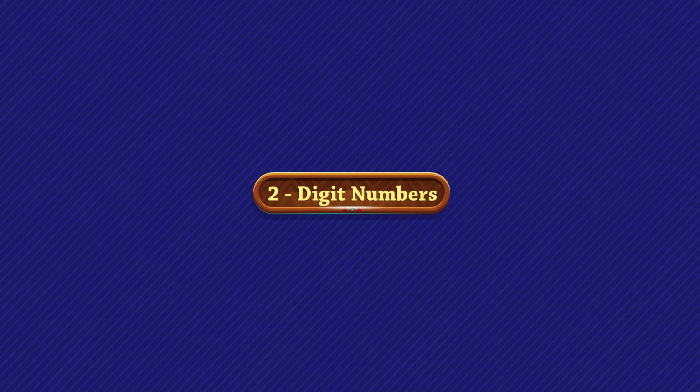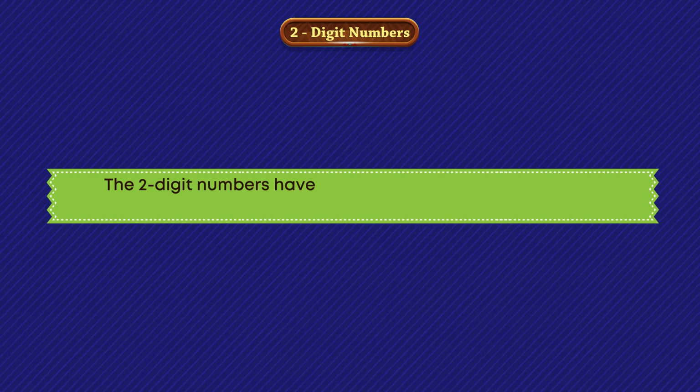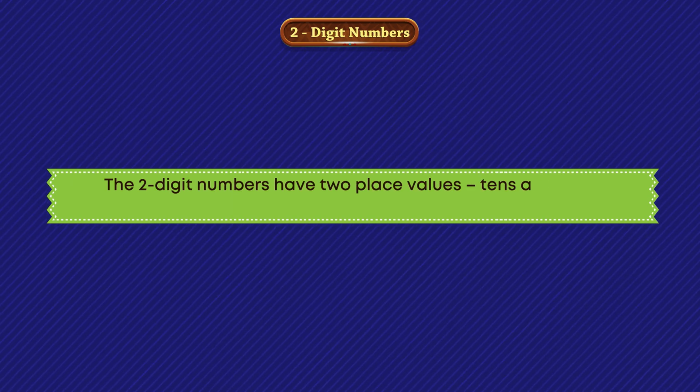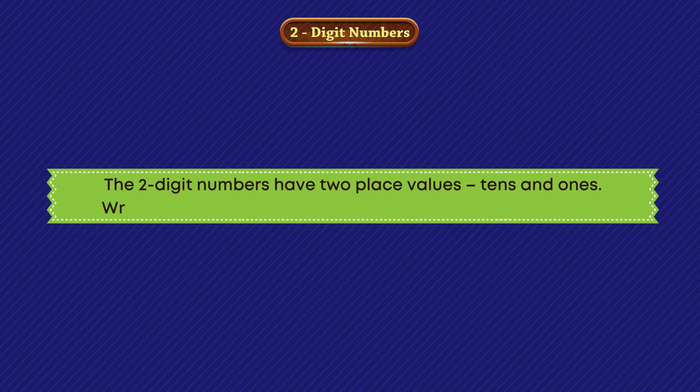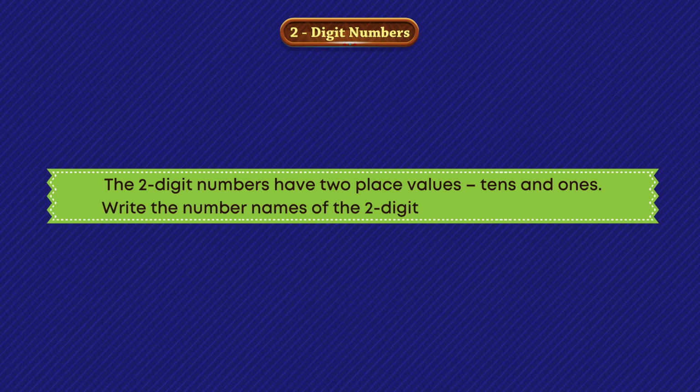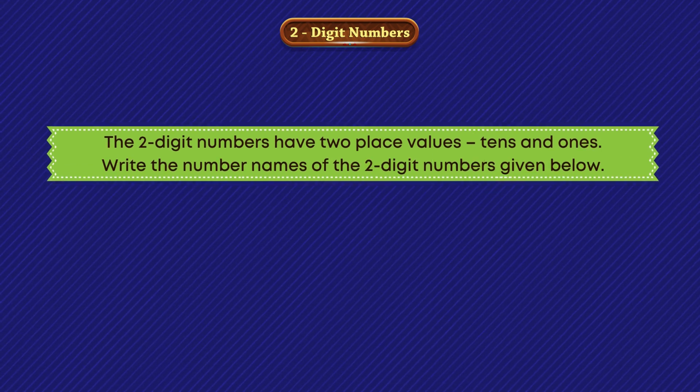2-digit numbers. The 2-digit numbers have two place values, tens and ones. Write the number names of the 2-digit numbers given below.